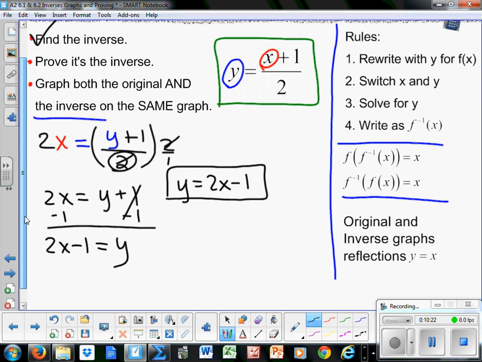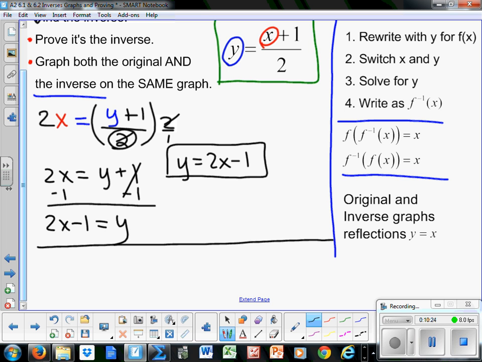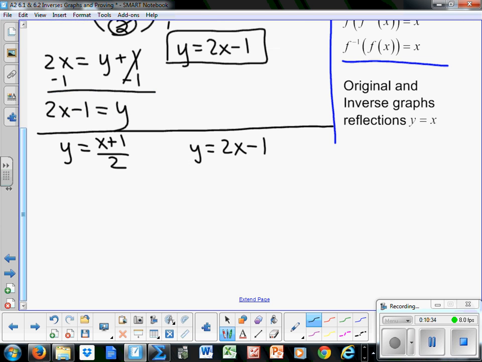Let me recap again what these equations are. y equals x plus 1 over 2, and y equals 2x minus 1. Please understand, I know some of you are already thinking, I see that pattern. But I need you to see the steps, because the patterns don't always help you for every little thing. So this is the original.